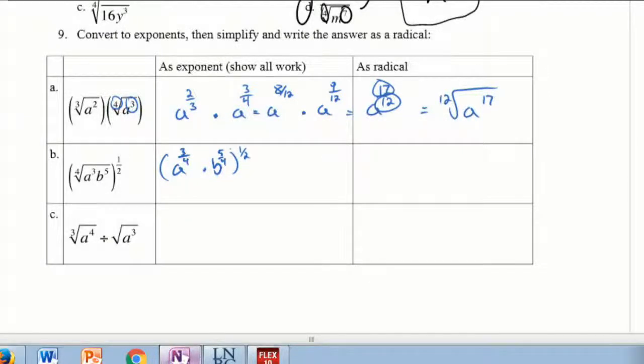Now I go to my basic exponent laws. If I have an exponent outside of the bracket, I have to multiply it by everything inside of the bracket. So I'm going to go a to the 3 over 4 times 1 over 2 is 3 over 8. And b, the 5 over 4 times 1 over 2 is 5 over 8.